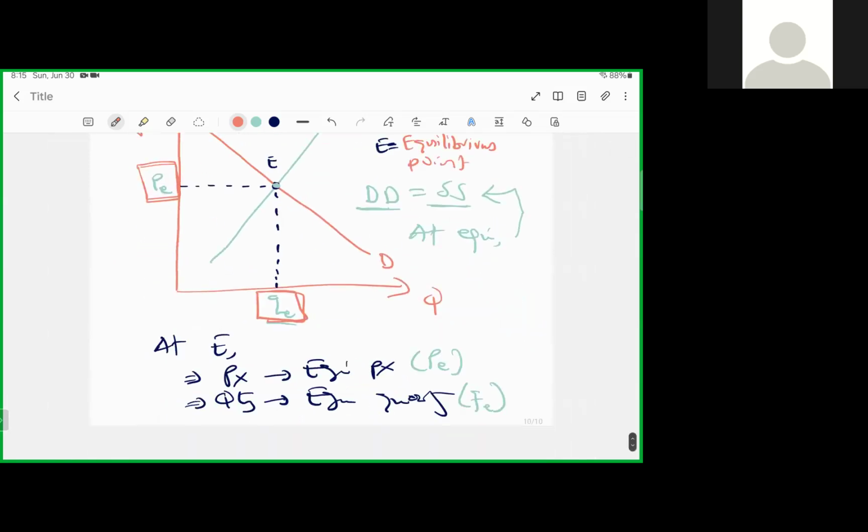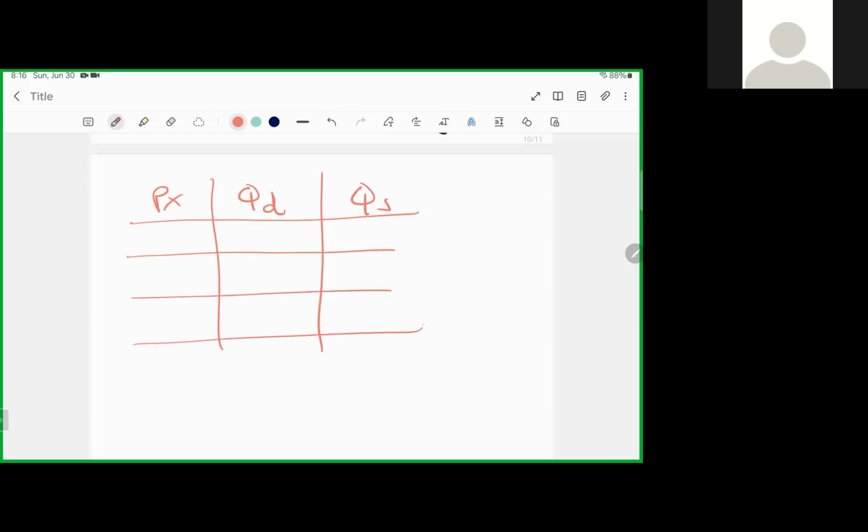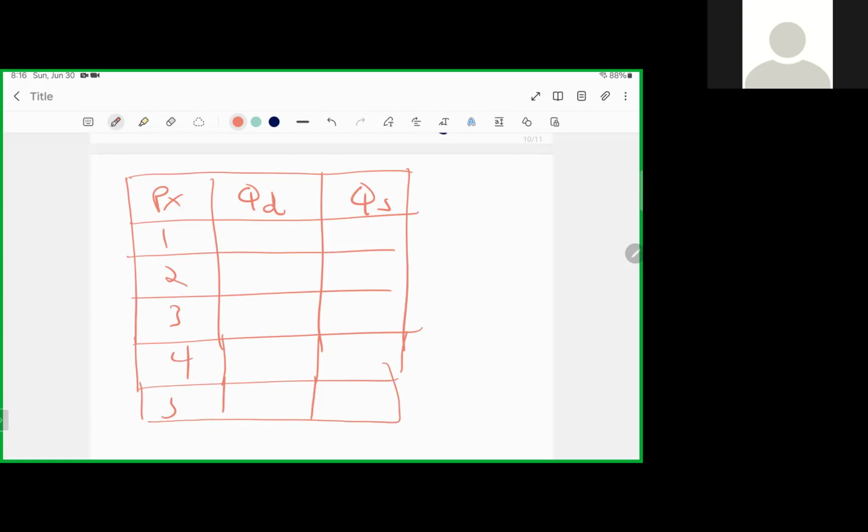So if you have something like this, we have price, we have quantity demanded, we have quantity supplied. What I've just drawn is called the price and demand schedule. If you have something like this, price is 1, 2, 3, 4, and then 5. At lower price, because price 1 is lower than this, what will happen to demand?